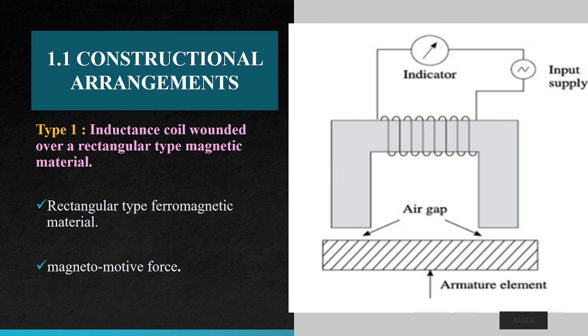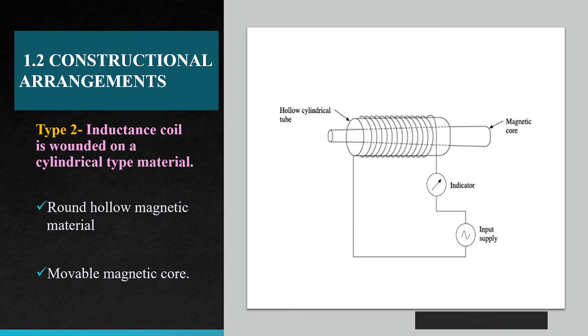Now we move on to constructional arrangement type 2, where the inductance coil is wound on a cylindrical type material. You can see a cylindrical type in which the coil is wound, and the same procedure follows. I will give a pressure sensing element to the magnetic core. Once I give a pressure here, this magnetic core will move to and fro. Once it moves, it induces a change in the coil, which will be recorded as our output. You can see it is also called a movable magnetic core.